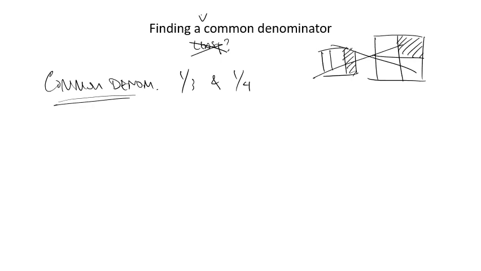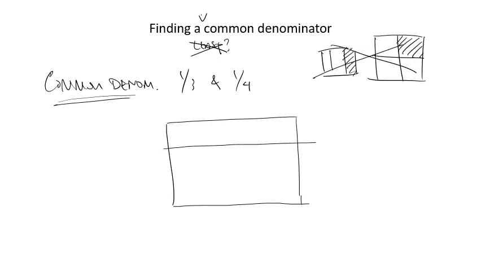It doesn't work. So what we're going to do, instead of using two different wholes for this, we're going to use the same consistent shape. So I'm going to draw a rectangle. So I'm going to break this into 1, 2, 3 pieces horizontally. So here's my 1/3. And then here's my 1/4.